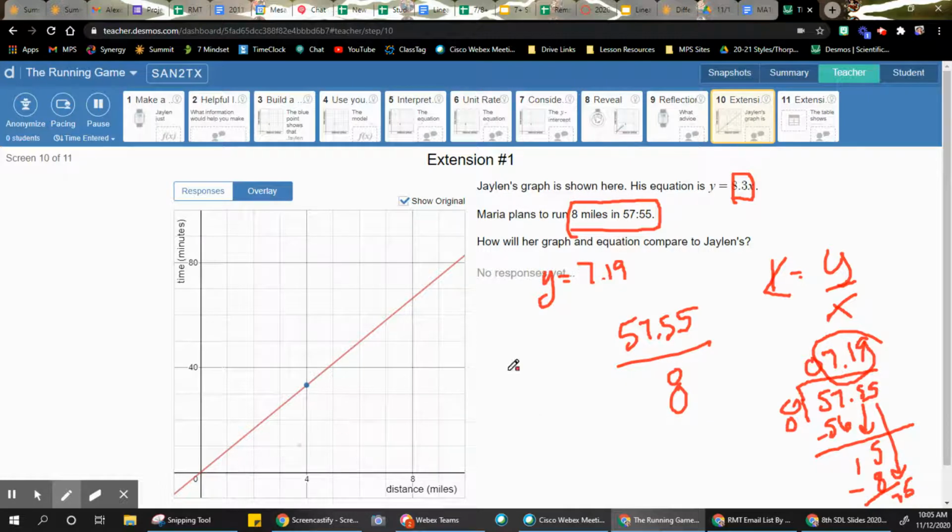So if I put it on the graph, well, we know at 1, she's at 7.19, which is a little bit below. At 2, she's only at 14-ish, which is still below. At 3, she's at 21, which is right here. At 4, she's at like 27, 28-ish. At 5, she's going to be around 35-ish. So you can see over time there starts to be a pretty big gap between Jalen and Maria and their lines. And her line is less steep.